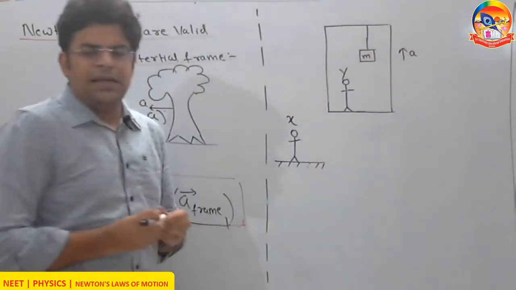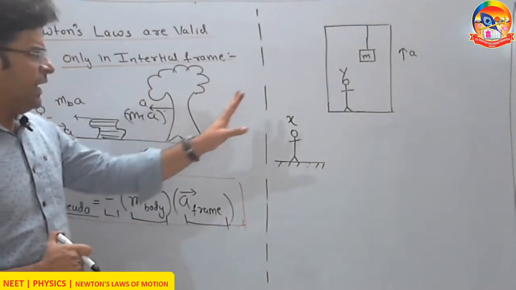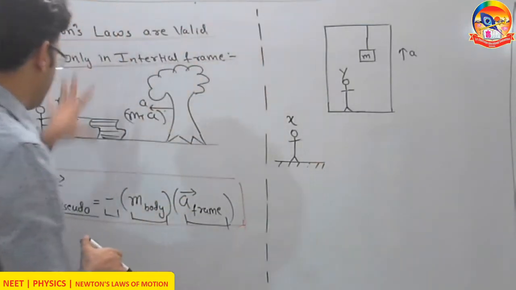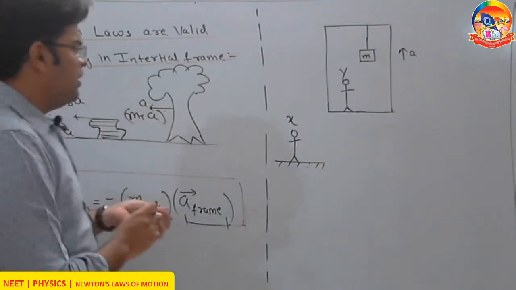So now let's think of one more case to understand the importance of pseudo force. Let's say there are two friends, X and Y.